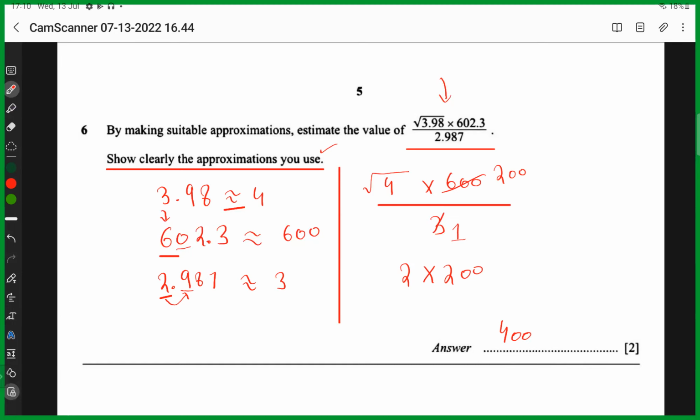It's okay, ma'am. Okay, Abdullah and Ariba, are you guys okay with this concept? Yes, ma'am. So that means that unless there is a significant value specified, we can do it in our own method. Bilkul, 100% correct, since the examiner just said by making suitable approximations.